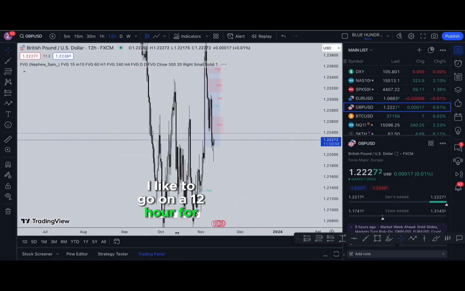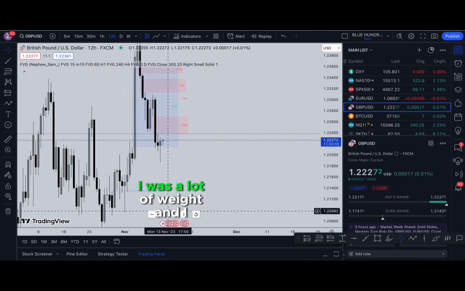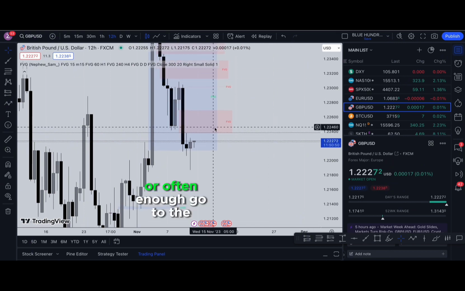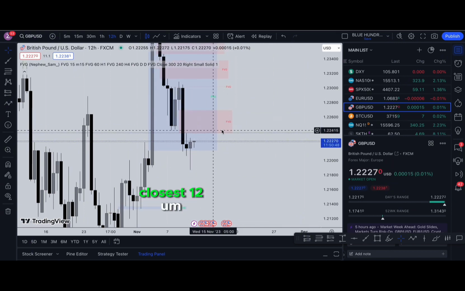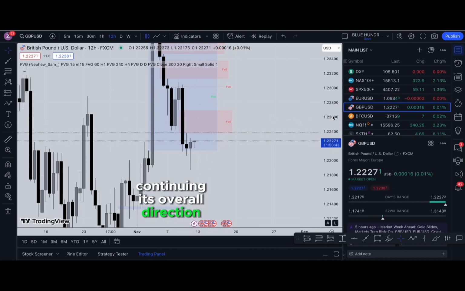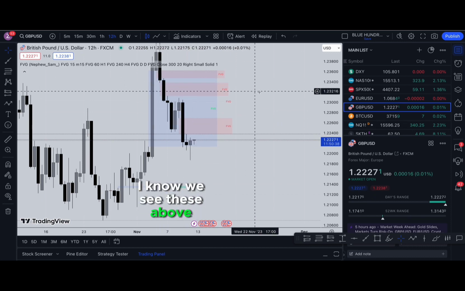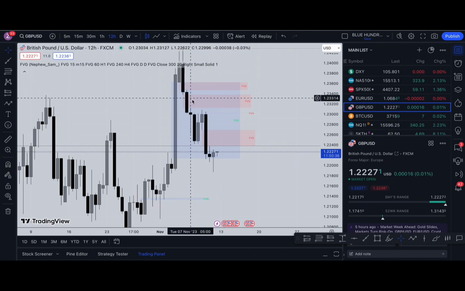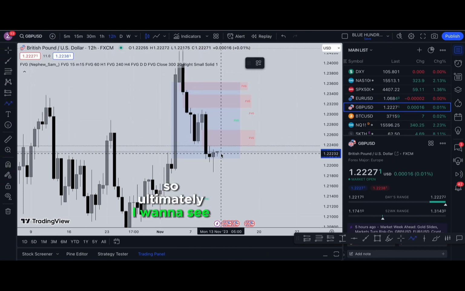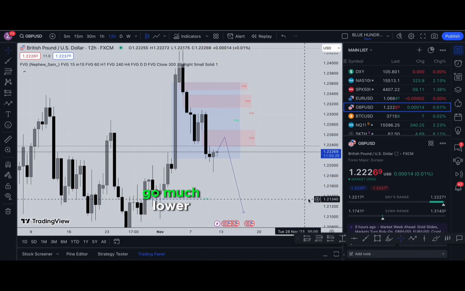I like to go on a 12-hour for GBPUSD because I noticed back testing the 12-hour holds a lot of weight, and I noticed that GBPUSD will often enough go to the closest 12-hour fair value gap before continuing its overall direction. So I expected to tap into this 12-hour fair value gap. I know we see these above. I wanted to leave these open and just tap into this one. So ultimately, I want to see something like this, and then with confirmation, go much lower.